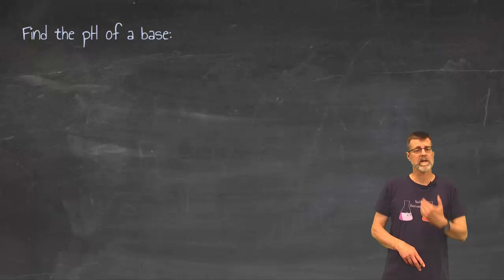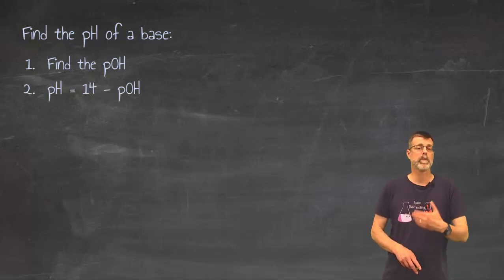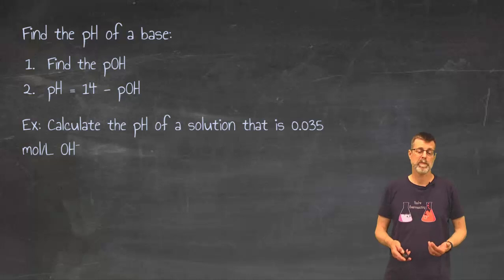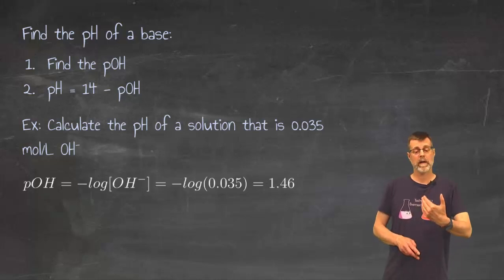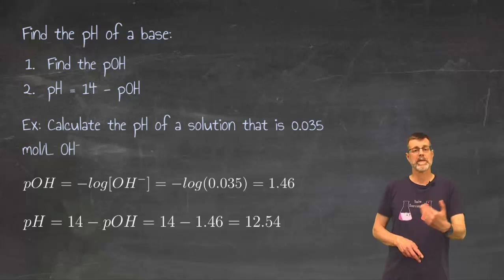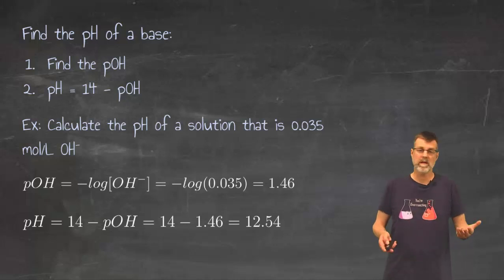So if I want to find the pH of a base, notice I had to go around two corners. I'm going to first find the pOH using the formula I had before, and then use that relationship where the one plus the other adds up to 14. For example, if I'm trying to find the pH of a solution that's 0.035 moles per liter of hydroxide ion, I need to recognize that that thing is a base. First I find the pOH, which is the negative log of the concentration of hydroxide ion. That gives me a pOH value of 1.46. Then I do 14 subtract the pOH, and that gives me the pH. Two steps instead of the one we had before, but still not that hard.